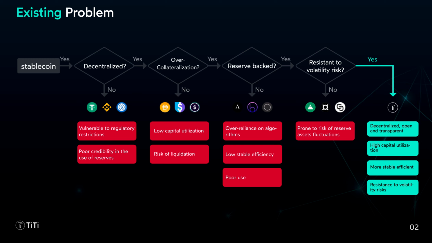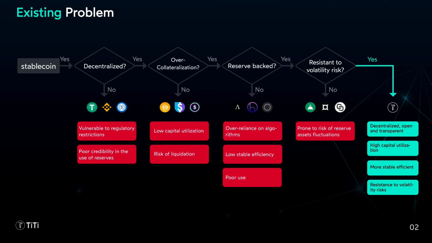For instance, Fei has fallen into an embarrassing situation due to some problems in the startup method, but it has proposed the PCV. These thoughts are very forward-looking. In our understanding, PCV is actually a kind of protocol reserve, and the protocol can use this part of the fund to adjust the stablecoin price.